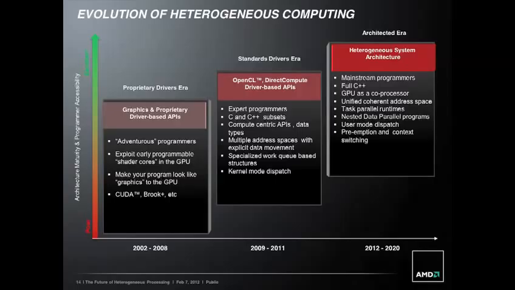And we would like to move into this era in which you have full C++ support on the GPU. So you can write your code as you're used to, and it will run either on the CPU or on the GPU. We want to have a unified coherent address space. And this means that I can take a virtual pointer on the CPU, pass it to the GPU and say go, and it will run. We'll talk about this later. I'll go into these details in the next slide.